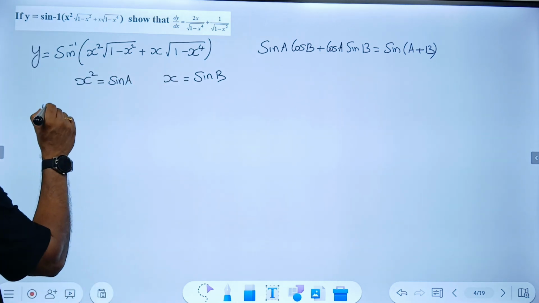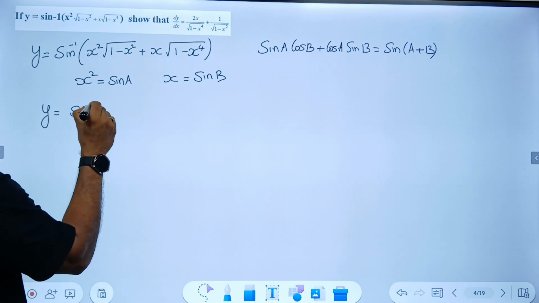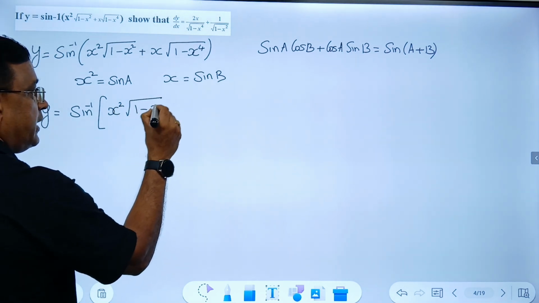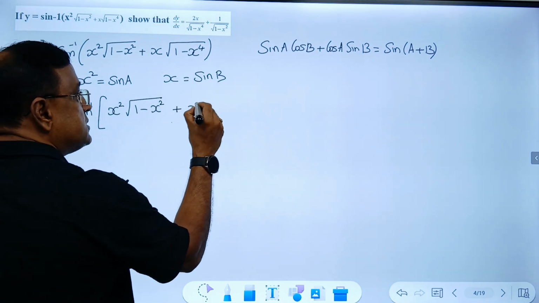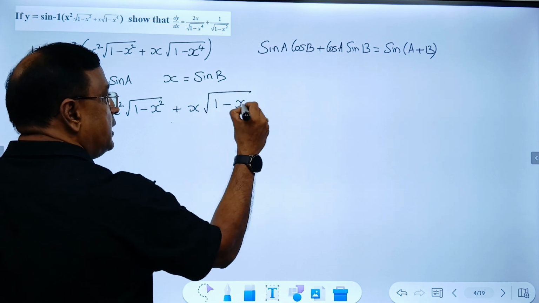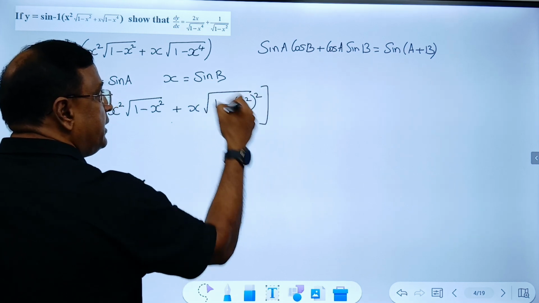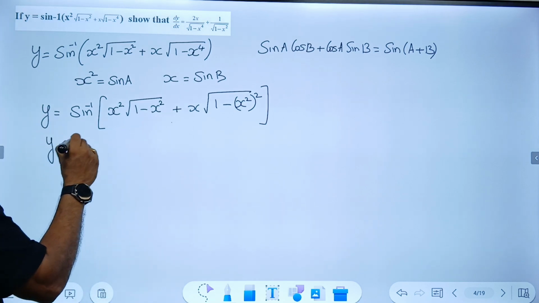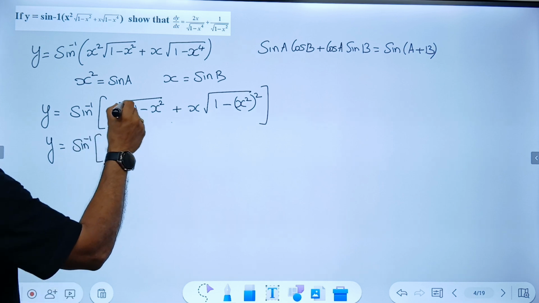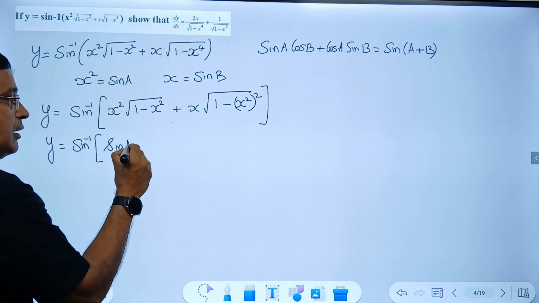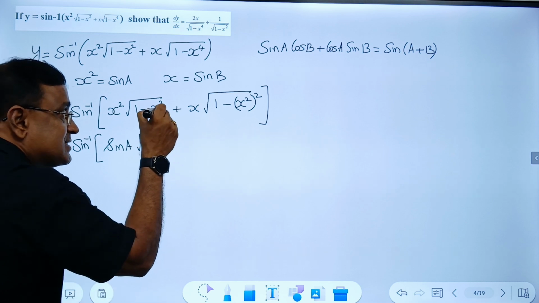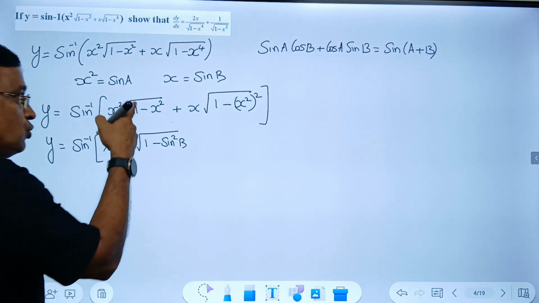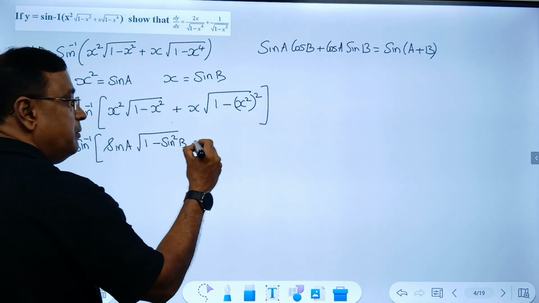Then what happens? I can write this as sine inverse of, if I have to rewrite the entire thing, x square into root of 1 minus x square plus x into root of 1 minus x square the whole square. I am writing x power 4 like this just for your understanding; you can skip this step. So y equal to sine inverse of, what is x square? X square is sine A into root of, what is x? X is sine B, so it will become sine square B. I want to make this into cos, so don't put x square as sine A here. Plus, what is x?